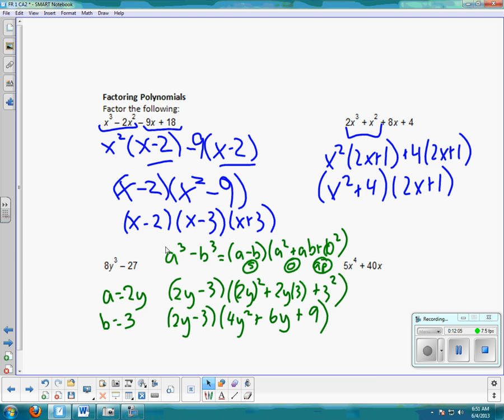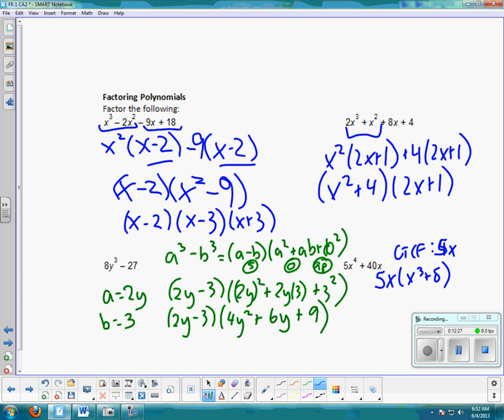For the next term, I'm going to leave you to finish it up, but basically these are not cubes. There are only two terms. So the first way we factored anything was we found a GCF. In this case, 5x is a GCF. So if I go ahead and take out the GCF of 5x, I'm left with x cubed plus 8.